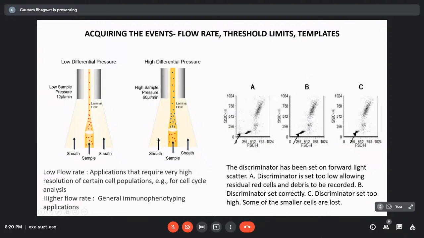If I set a discriminator before these cells, all these cells would be included in my events, which I don't want. These are debris. I don't want them in my analysis. If I put a discriminator more towards the right, then maybe my lymphocytes would get deleted from my analysis. So it is important to put a threshold at the proper point, and then you get the correct number of cells to analyze. Third, you can always have pre-prepared templates. These templates help us in sorting of the cells.